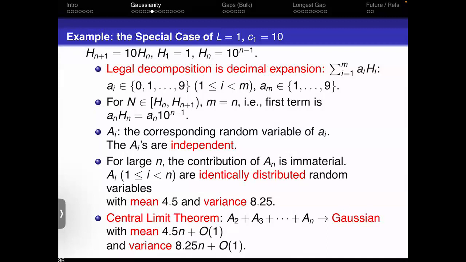So A2 plus A3 dot dot dot plus AN, this is a sum of independent, identically distributed random variables. It's going to converge to a Gaussian. And we know each one of them on average, we can calculate their mean and their variance. What have I ignored in the sum? Yeah, I've ignored A0, A1, A2.